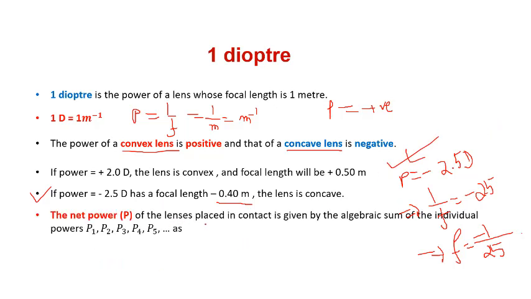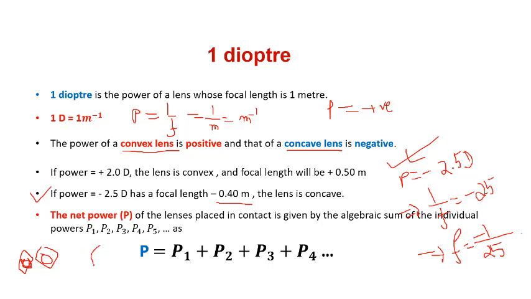The net power of lenses placed in contact is given by the algebraic sum of the individual powers, P1, P2, P3, P4, as P1 plus P2 plus P3 plus P4 and so on. What does this mean? Suppose you go to the doctor and say, doctor, my left eye is a little bit weak, I need some lens for correction.